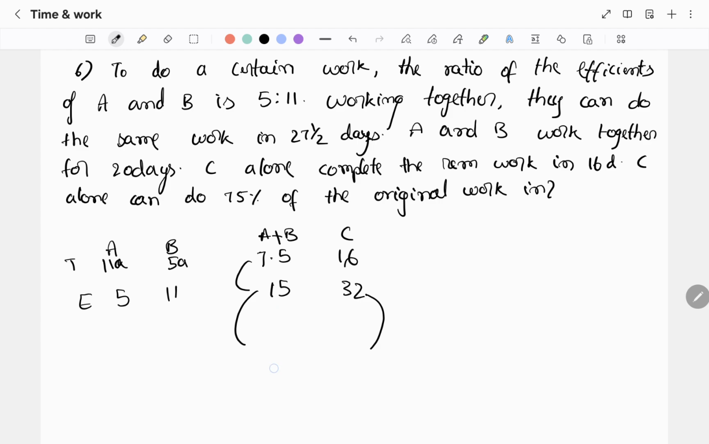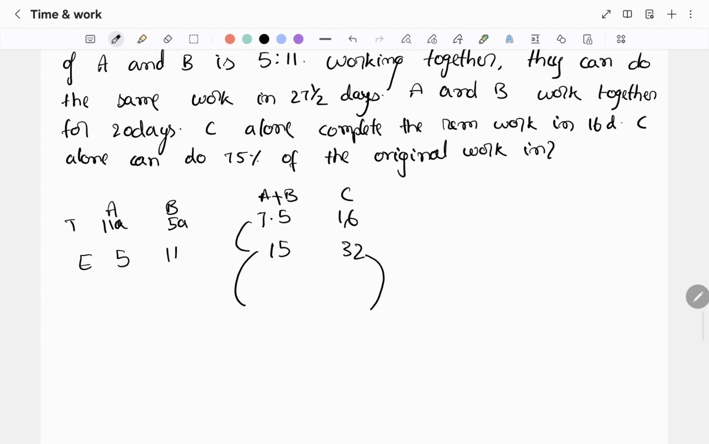So if C does that 27.5 days of work: in 15 days' worth of A and B's work, C takes 32 days. If C started doing the complete work, to do that 27.5 days of work, how many days will it take? So 32 into 27.5 by 15. But this is 100%, and we need 75%. If you try to understand this, it becomes much easier for you.